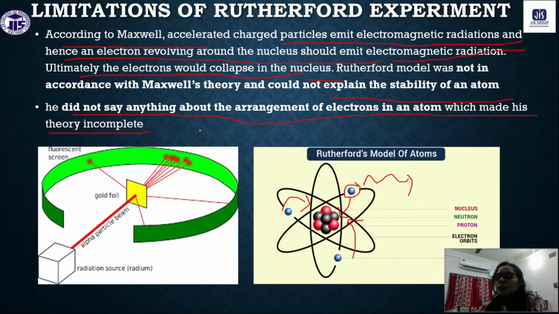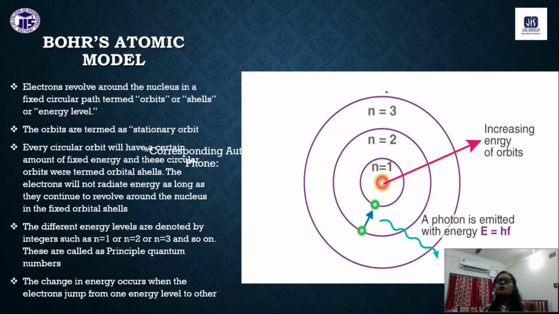We will discuss in the next class what the line spectra of hydrogen atom is. The line spectra of hydrogen atom also cannot be explained by the Rutherford experiment. So these are some of the limitations of the Rutherford atomic model. Next, to solve these limitations, we have Bohr's atomic model.